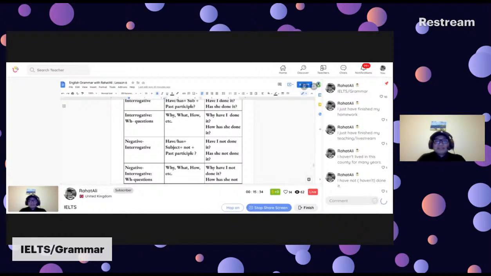Similarly, has she not done it? Now if you contract it, hasn't she done it? So we have to be careful about using the contraction and the full form. So, have I not done it? Once again, haven't I done it? Similarly, have you not done it, or haven't you done it? Another example, has she not done it? Now, if you make it contraction again, hasn't she done it?